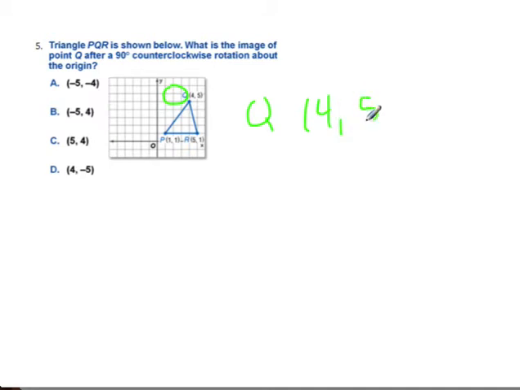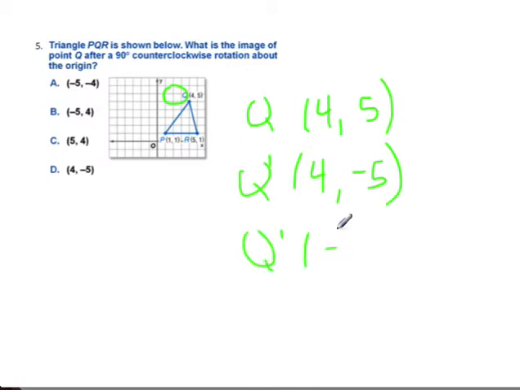It's kind of hard to see on there, so I'm going to write that down. So Q is at the point 4, 5. So now, to go 90 degrees, what we need to do is multiply the y-coordinate by a -1, and then we're going to flip-flop the two coordinates. So then we end up getting -5, 4. So B is that 90-degree rotation.